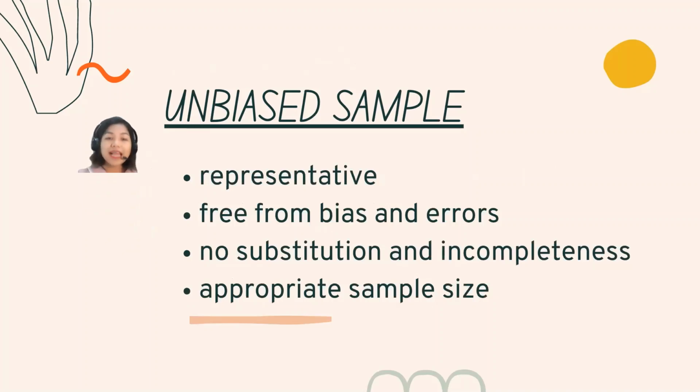So talking about an unbiased sample, it is a representative. It's free from bias and errors. There's no substitution and incompleteness. And it is considered as an appropriate sample size.